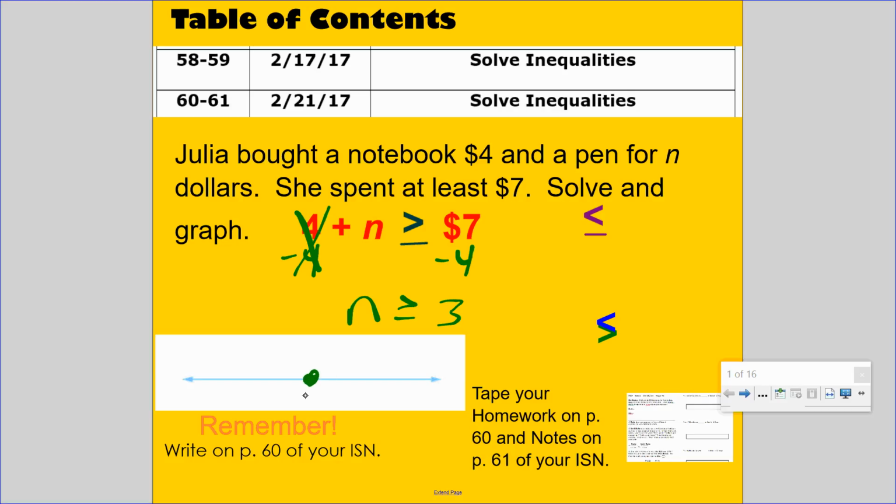So, closed dot for $3, because we know that it is equal to $3. So she spent exactly $3 or more than. So we're going to highlight to the right the numbers that are more than $3. So she could have spent $3.01 on her pen plus a notebook, which is $7.01, which is greater than or equal to $7.